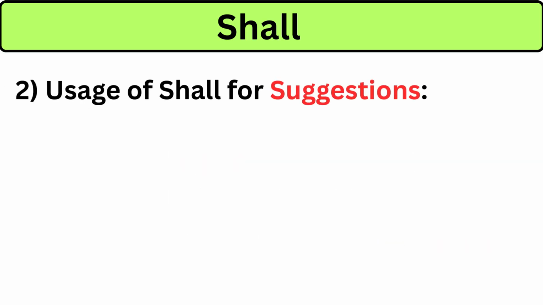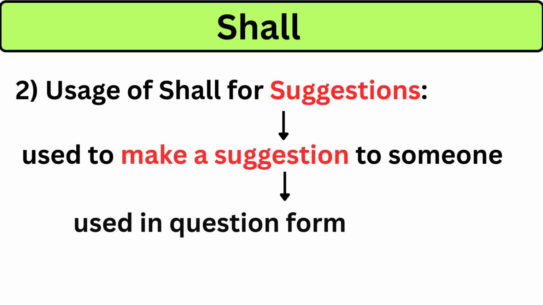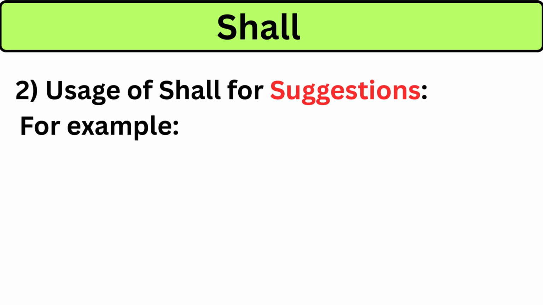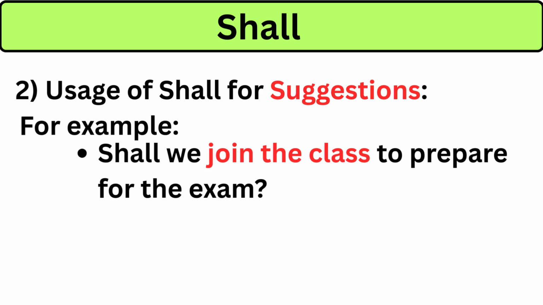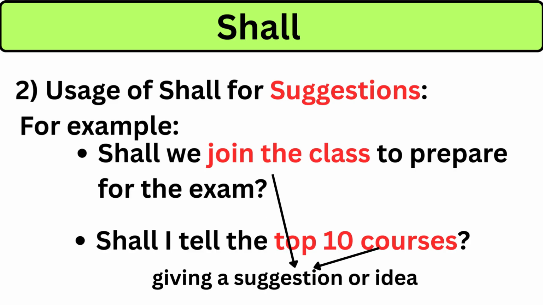Usage of shall for suggestions. Shall is used to make a suggestion to someone. For suggestions, shall is also used in question form. For example, shall we join the class to prepare for the exam? Shall I tell the top 10 courses? In both sentences, we are giving a suggestion or idea, so we use shall.